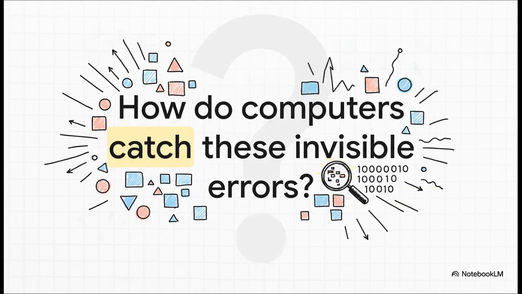So this presents a massive challenge, right? With billions of bits flipping millions of times every single second, how on earth can a computer possibly catch one single error in that storm of data? How does it police itself?